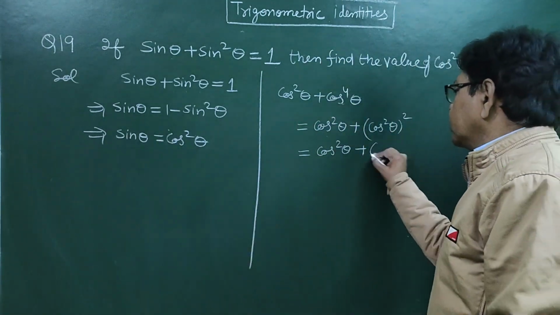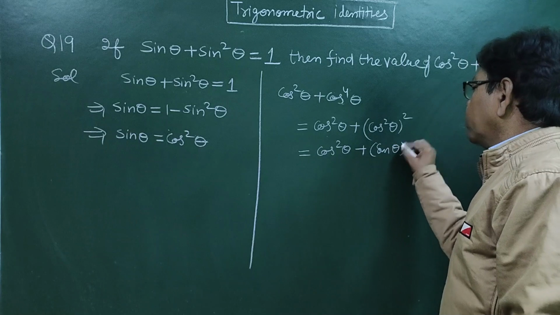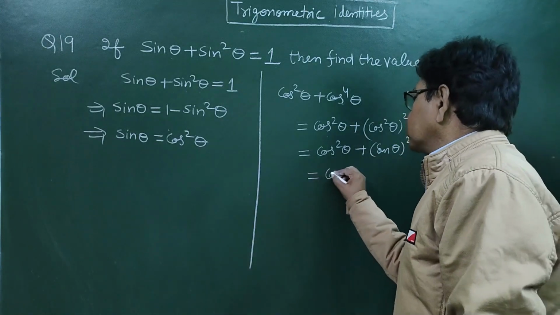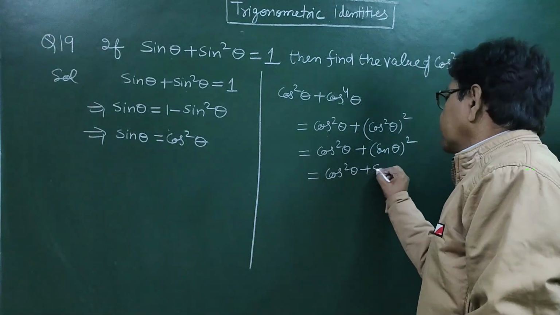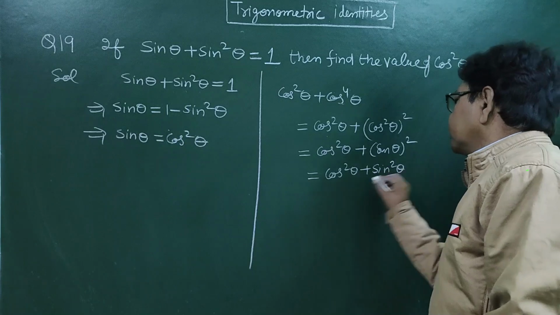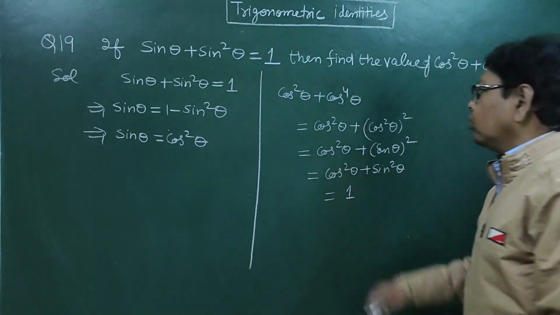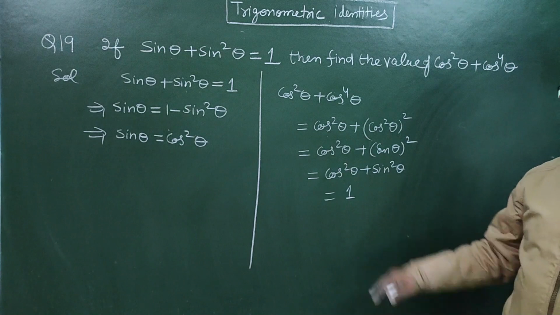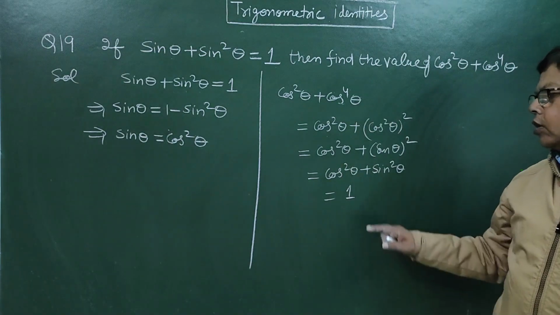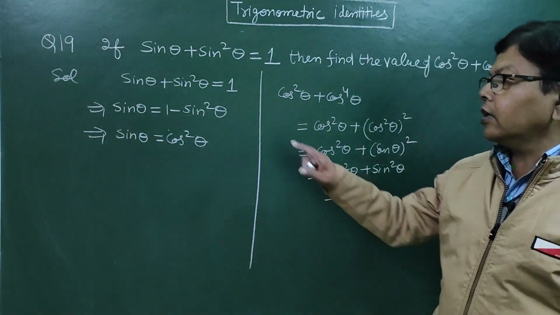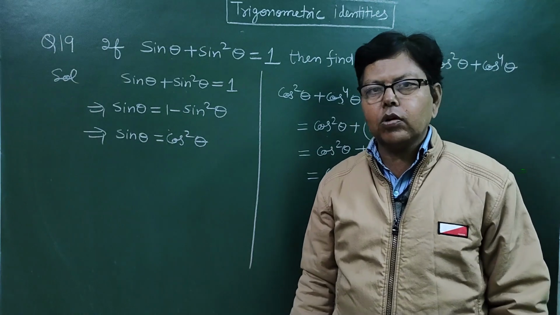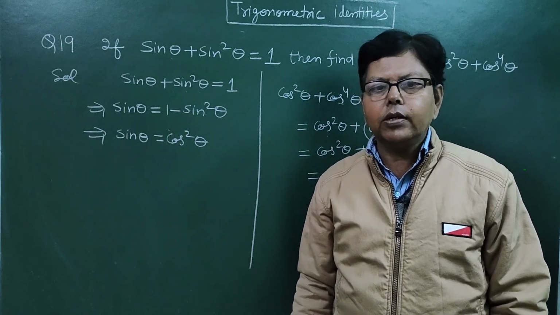So cos square theta plus (sin theta) square, that is cos square theta plus sin square theta, which is equal to 1. Therefore the value of this expression cos square theta plus cos^4 theta is 1, if it is given that sin theta plus sin square theta is equal to 1.